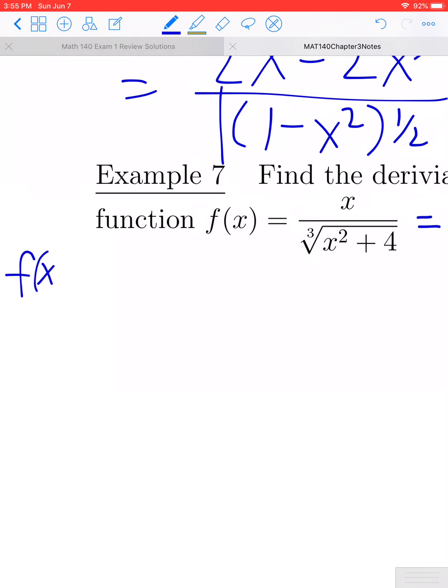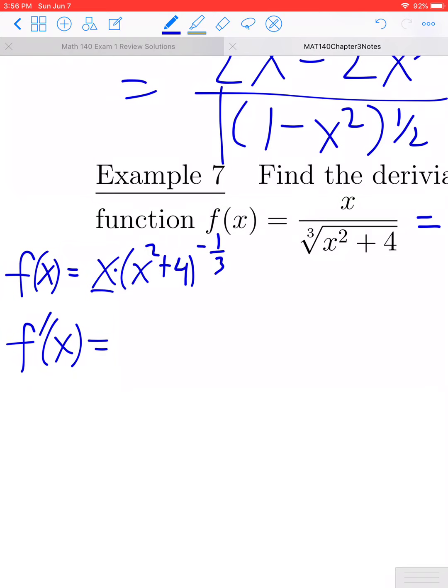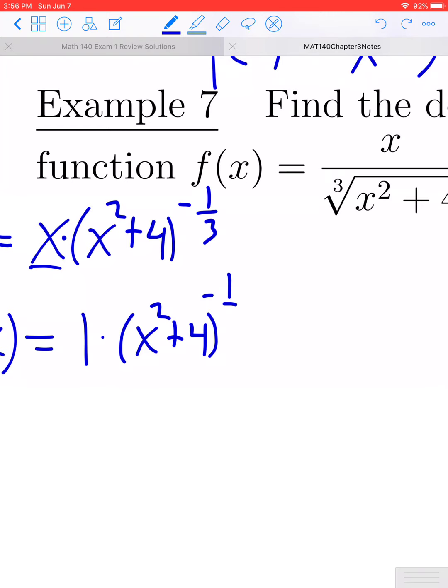So we have f of x equals x times x squared plus 4 to the negative 1/3 power. The first thing we need to determine is what is the main rule that we need to use in order to take the derivative of this. And the answer is, because we have a product, it's the multiplication of two functions, this is going to be a product rule. Product rule says we do the derivative of the first term. That's going to be 1. Leave the second term alone. Plus, now leave the x term alone, multiplied by the derivative of the second term.